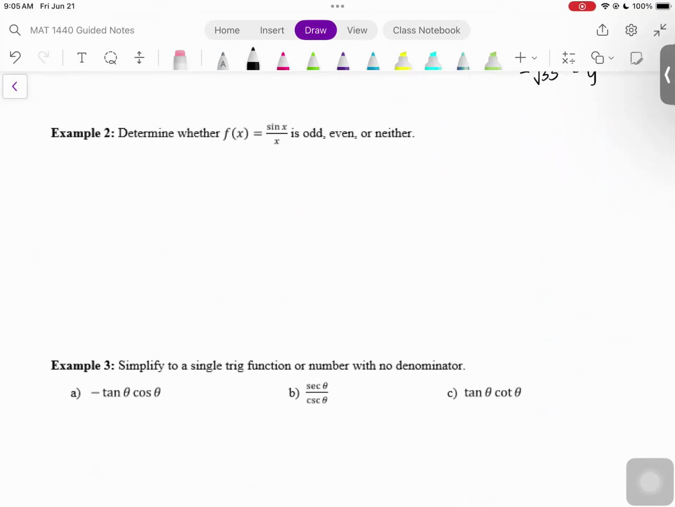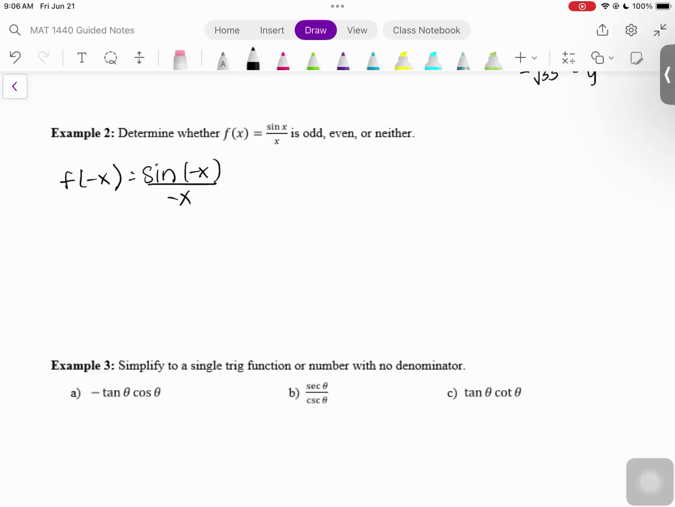So we're going to first test for even, because we already have f of x, so all I need to do is compare that to f of negative x. So we're going to find f of negative x first, and all we're going to do is simply substitute a negative value or negative x everywhere we see x in that function. So this is sine of negative x divided by negative x.